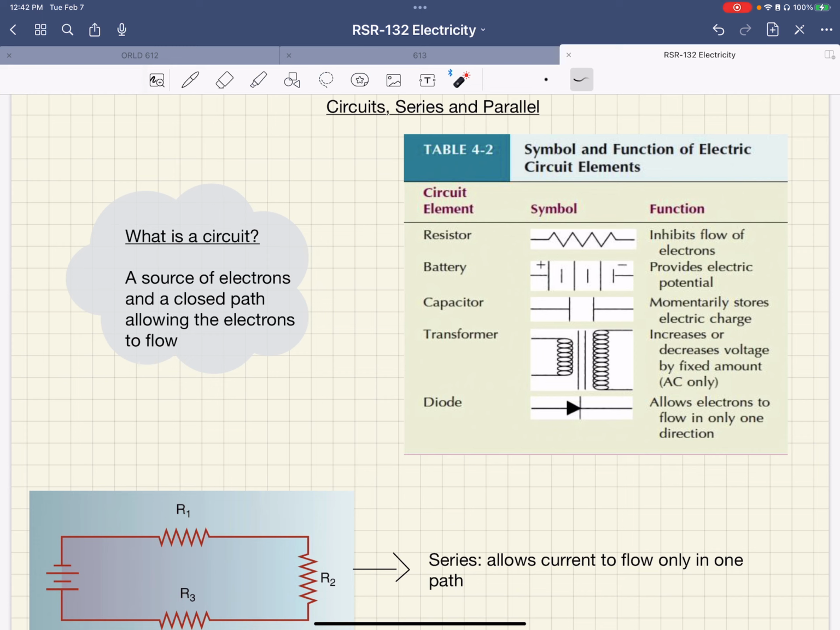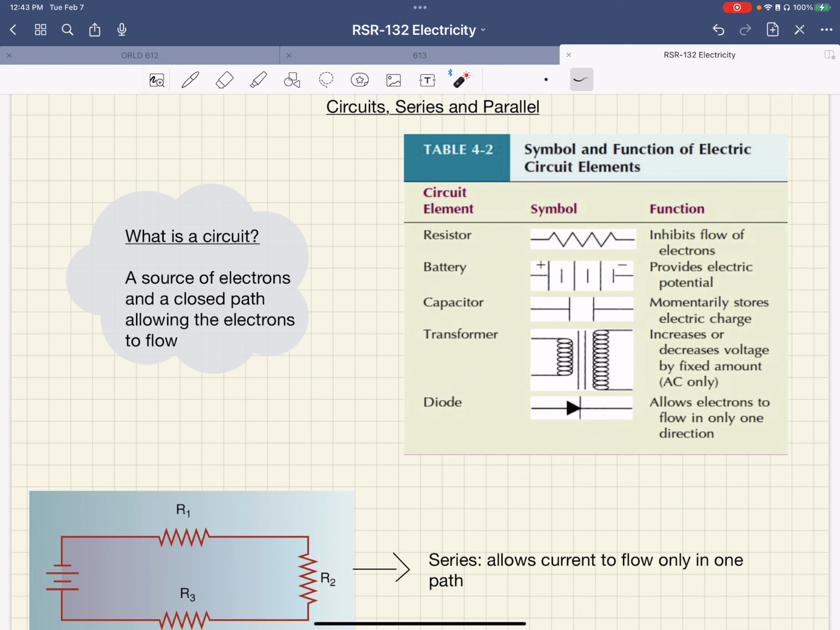Remember we talked about resistance, and that's measured in ohms. This is nice because it has the function: it inhibits the flow of electrons. So a resistor is shaped like that. If we go down a little bit further, you can see the image of a battery. They're not always like this, but this one in particular even has the positive and negative terminals.